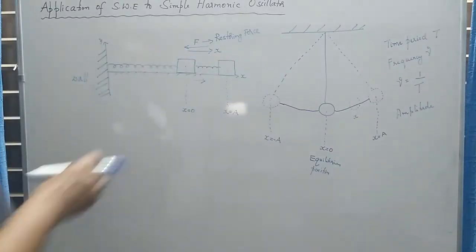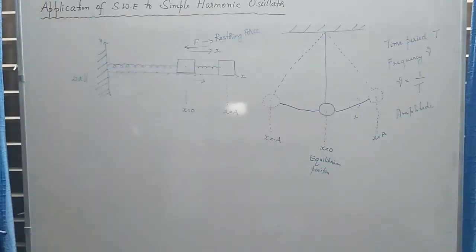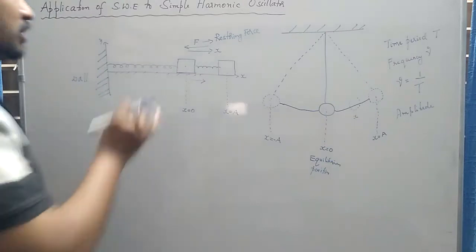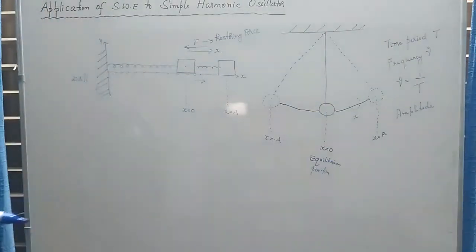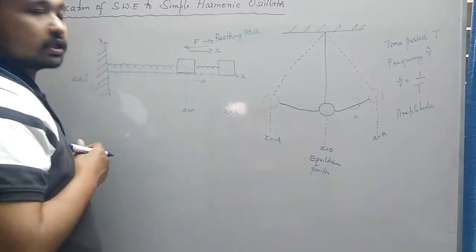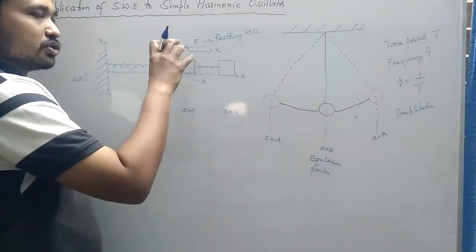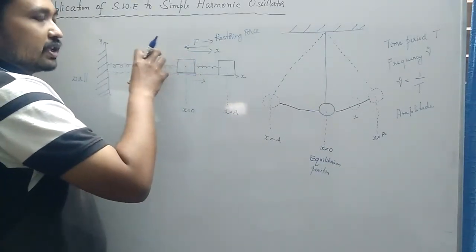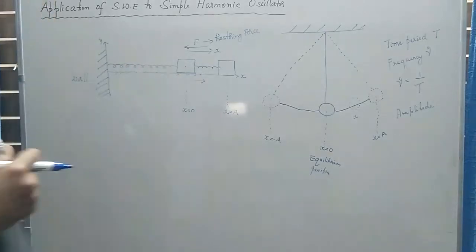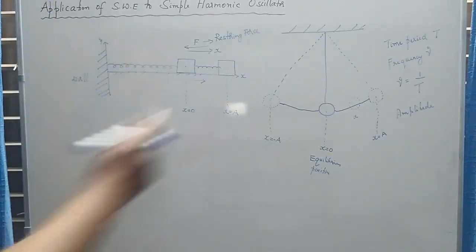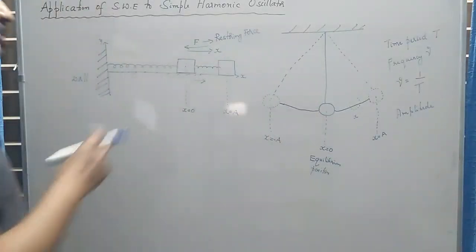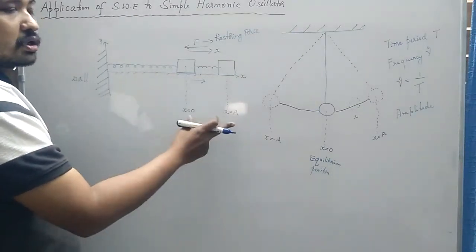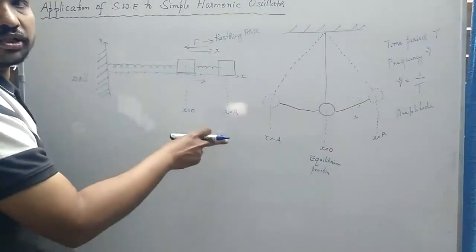But what happens when the object comes to the equilibrium position is that it will not stop immediately. It will not come to rest immediately at the equilibrium position because there is some momentum carried by the object, or the particle. So instead of coming to rest, the object will move in the opposite direction from the equilibrium position. How much will it be displaced in the opposite direction? As I already told you, it will be equally displaced in the opposite direction.